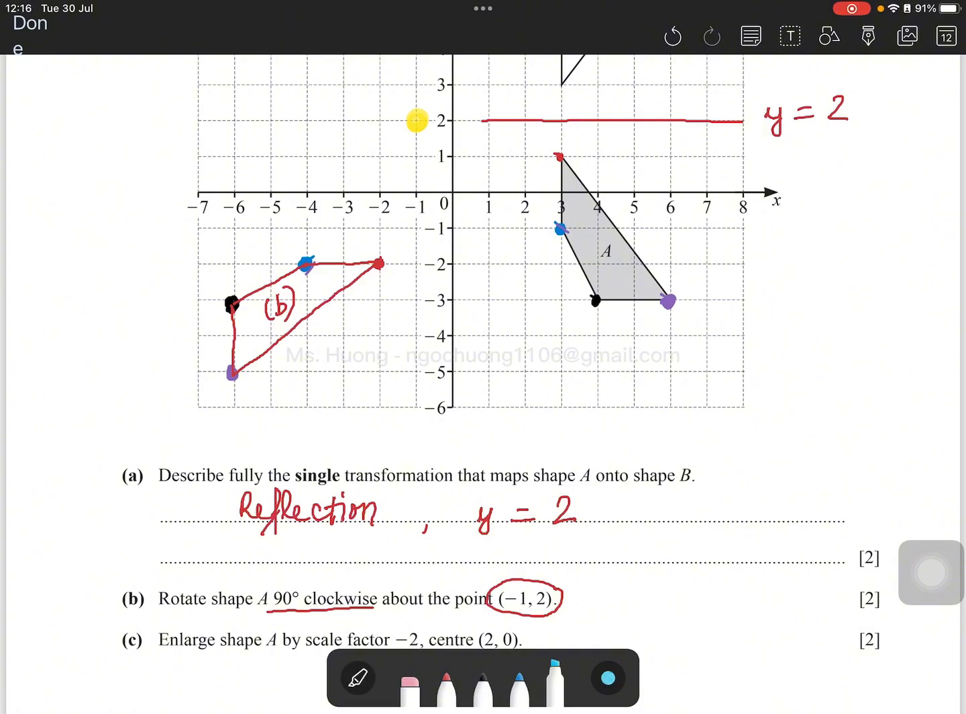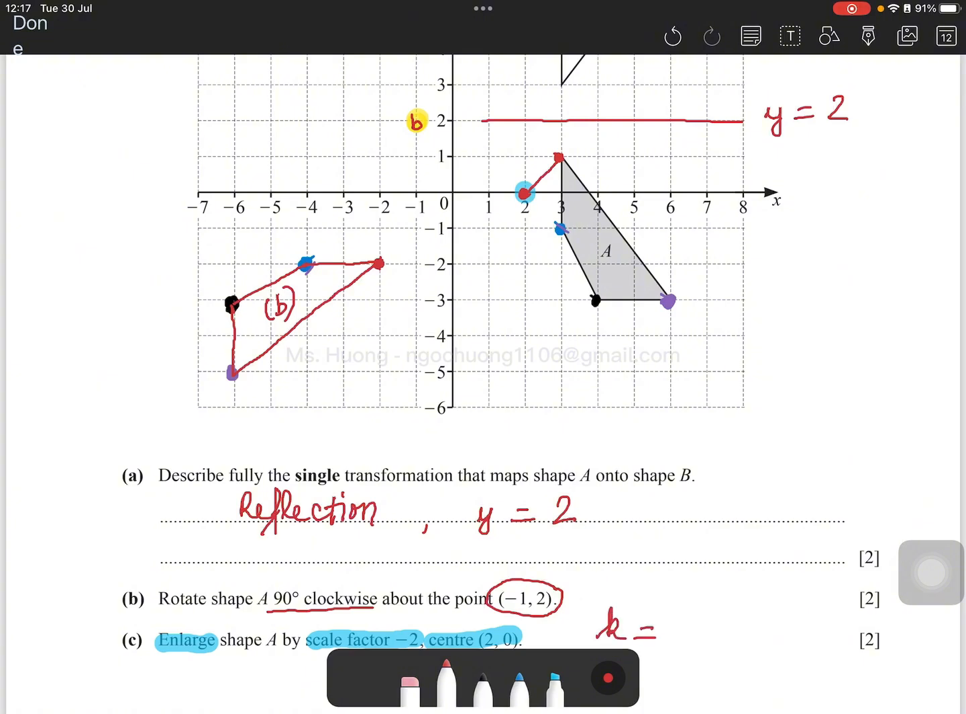C. Enlarge shape A by scale factor -2, center (2, 0). The point (2, 0) is here. Remember, this is the center of question B. This is the center of question C. And now we need to enlarge the shape A. So first we'll check the distance from the center to this vertex. It is 1 unit.